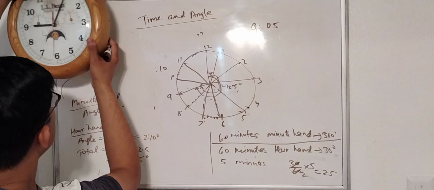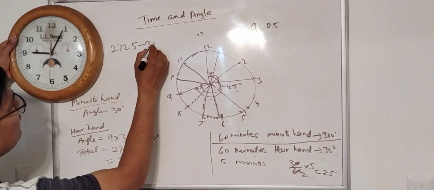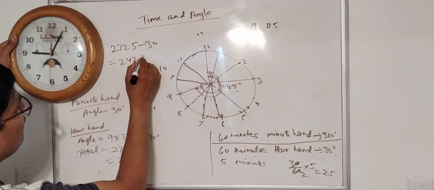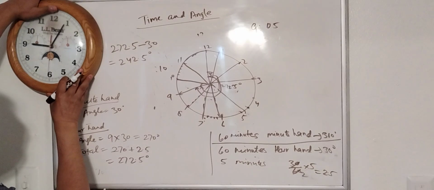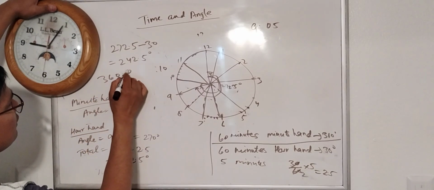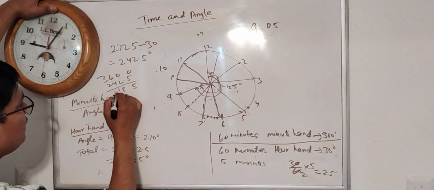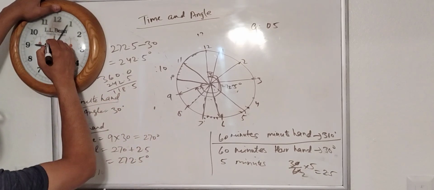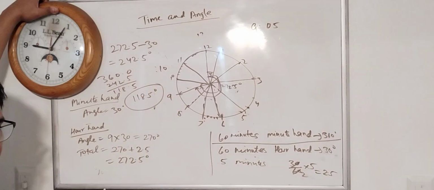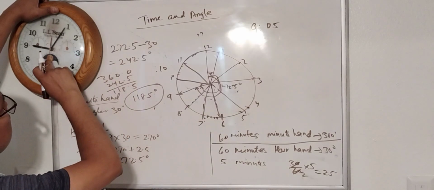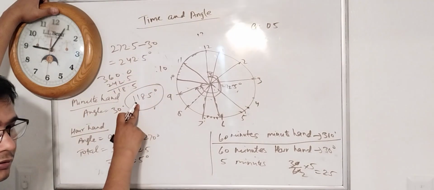So the angle between them is 272.5 minus 30, which is 242.5. So this angle is 242.5. Now if I want to find the smaller angle, what do I have to do? Just 360 minus 242.5, which gives 117.5. So this angle is 117.5 degrees. Got it? It's so simple. Or you can also say the angle between these two is 242.5 if they are asking for the bigger angle. If they are asking for the smaller angle, it's 117.5.